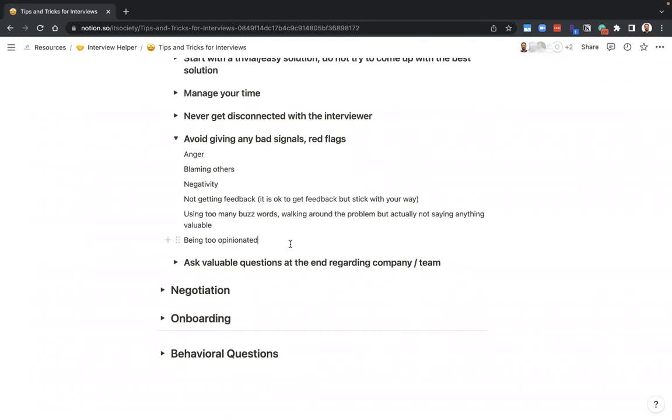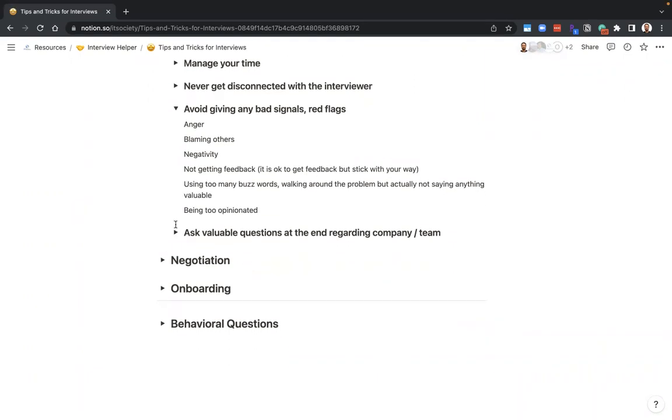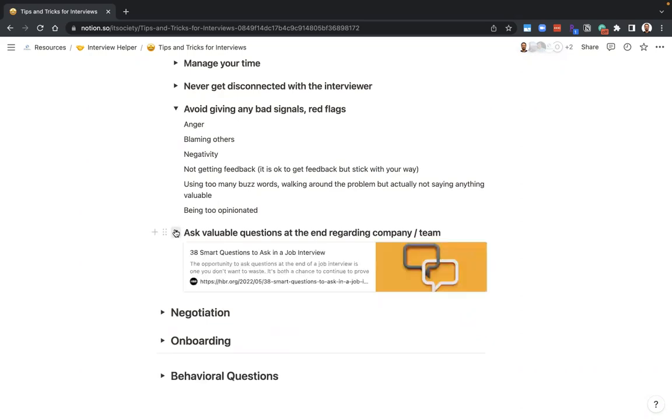And we are running out of time. So this is the last step. Ask valuable questions at the end regarding the company and team. Thanks, Oğuzhan. Just post this link to the IT Society Discord resources. I just put this here. Is it true, Oğuzhan? This is the answer for this question, right? Yeah, exactly. I haven't checked the link yet. I will check, but this is an exact, very good answer.